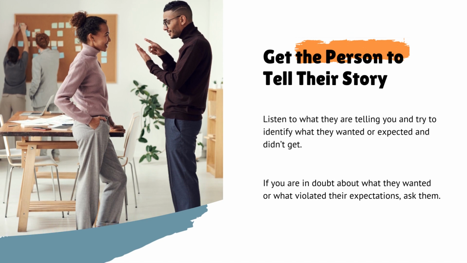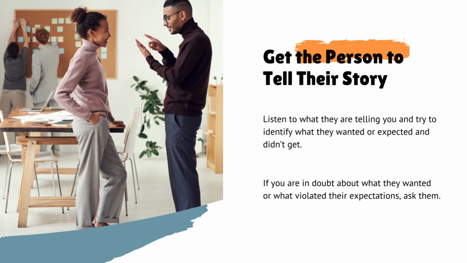Get the person to tell their story. If the person feels comfortable enough to answer some questions about what's happening, they may tell you their story. Listen to what they are telling you and try to identify what they wanted or expected and didn't get. Everything they tell you represents something that they wanted and didn't get, or they would not be mentioning it in their story. If you are in doubt about what they wanted or what violated their expectations, ask them.